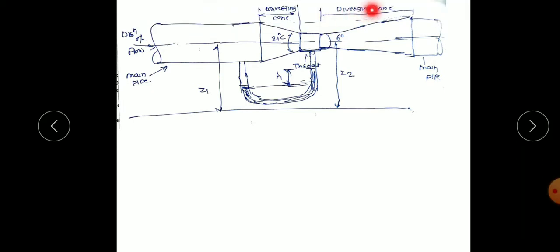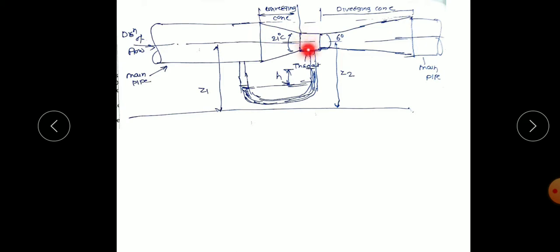This is the diverging section. The flow is taking place along this direction. So this is the inlet. The inlet has a uniform diameter. After that there is a decrease, the diameter goes on decreasing. That section is called the converging cone.